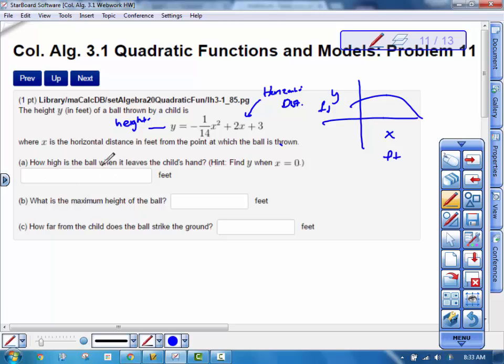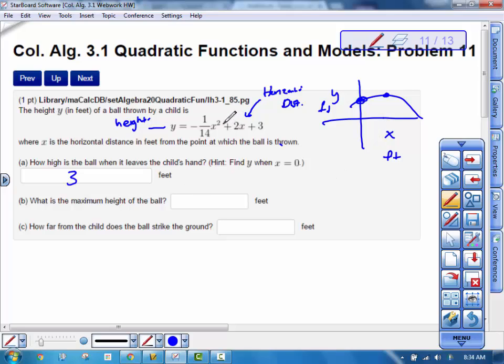Okay, the question is, how high is the ball when it leaves the child's hand? That's this point right here. That's the point when x equals 0, and they tell us that. When you plug in 0, you get 3. So we would say 3 feet. That's the y-intercept. Maximum height of the ball in feet is this point right here, but it's the y-coordinate of that point. So we're going to need to find the vertex, basically.